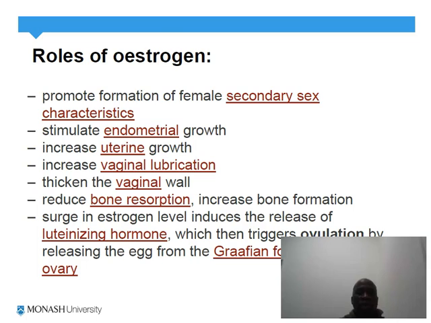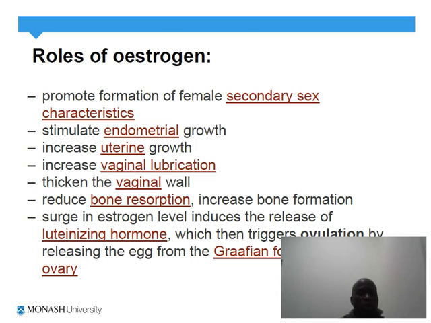Okay. Then you also get thickening of the vagina wall. Estrogens are responsible for that. And then also it reduces bone resorption, or rather increases bone formation. So you realize that before menopause, the estrogen actually increases bone mass. It strengthens the bone formation. And after the menopause, you will realize that actually the women begin to lose bone density. So they begin to lose it slowly, and this is a result of withdrawal of estrogen.